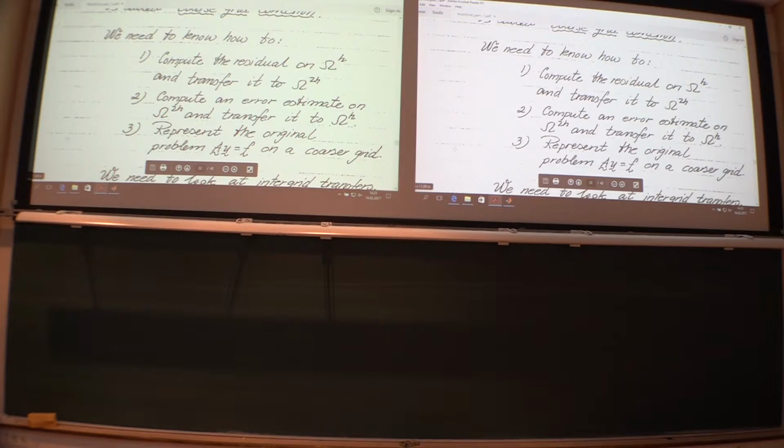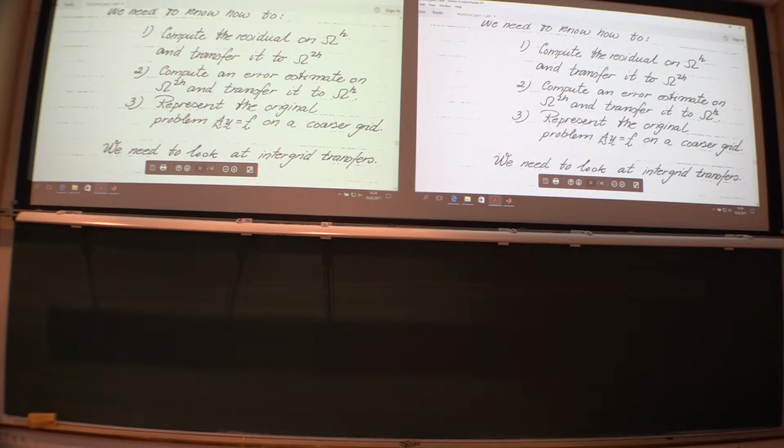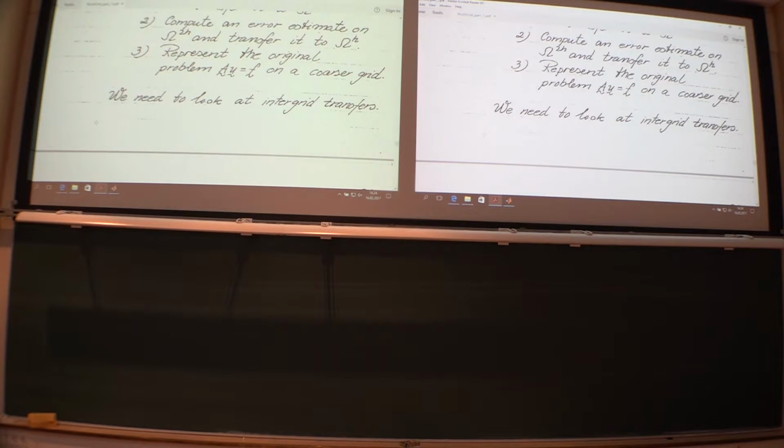So what we then are going to find out how to do is finding the residual on the fine mesh and how to get that residual down to a coarser mesh, and then finding the error on the coarse mesh and how to get that error back to the fine mesh, and finally then represent the original problem on a coarser mesh. The last one there, that's something that we may not have to worry too much about, since we are using the residual equation. But intergrid transfer, that is the key point here now.